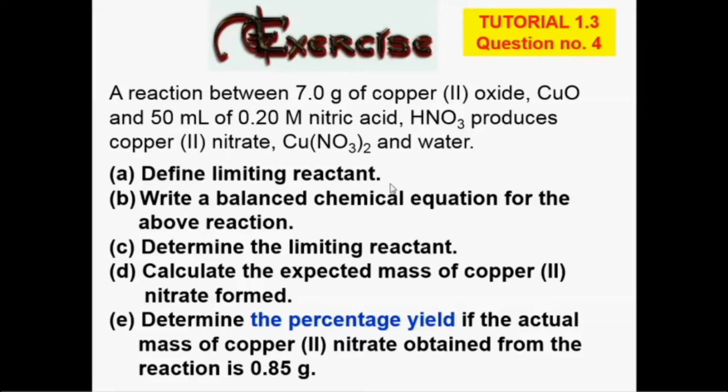The first question, A: define limiting reactant. B: write a balanced chemical equation for the above reaction, and then determine the limiting reactant. Then calculate the expected mass of copper 2 nitrate formed, and lastly, determine the percentage yield if the actual mass of copper 2 nitrate obtained from the reaction is 0.85 grams. Later we will discuss what the percentage yield is. So let's solve A to D first.